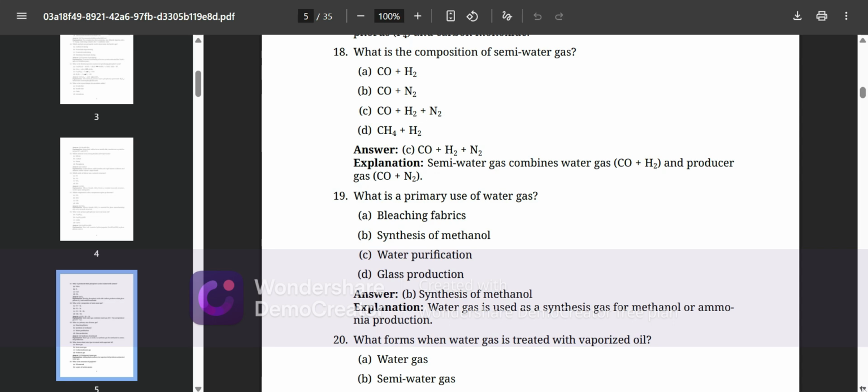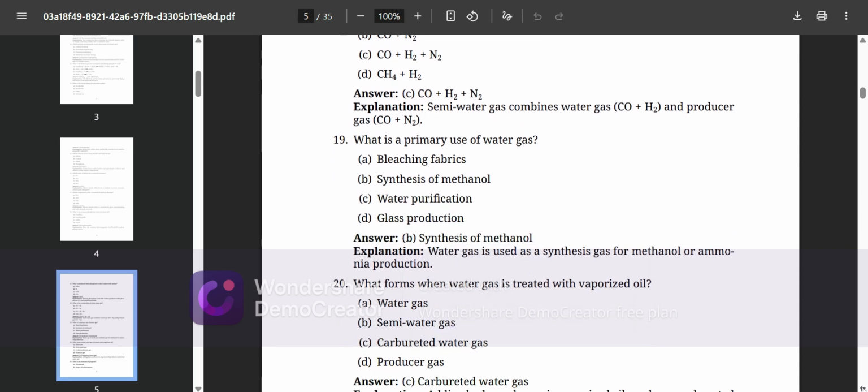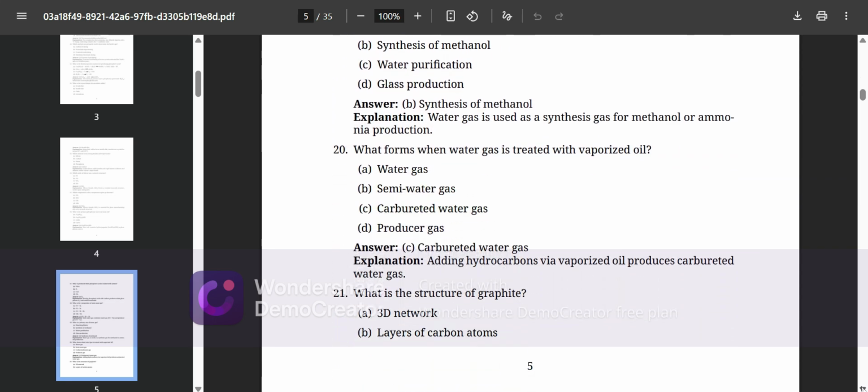What is the primary use of water gas? Synthesis of methanol. Water gas is used as a synthesis gas for methanol or ammonia.